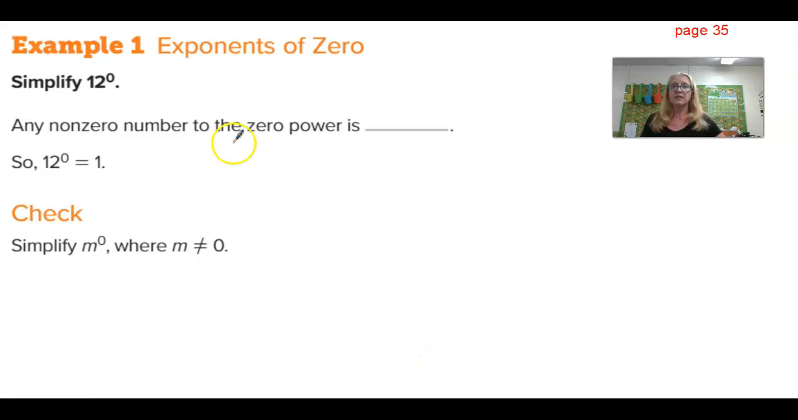Any non-zero number to the 0 power, notice they say non-zero numbers because 0 doesn't get included in this. Any non-zero number to the 0 power is 1. So 12 to the 0 power is 1. They want you to simplify m to the 0, where m is not 0. It's 1. How much is anything to the 0 power? It's 1.